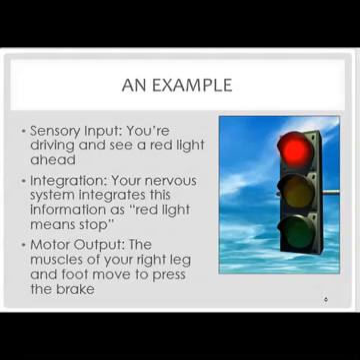If I see a yellow light, then I have two choices. I can stick my foot hard on that accelerator and try to go through it, or I can put my foot on the brake and stop, knowing that the red light is coming. And the motor output then is whatever the brain tells you to do, so either slamming on the accelerator or slamming on the brake. So sensory input is bringing the information in, integration is interpreting that information and making a decision about what needs to be done, and motor output is the response that will happen.